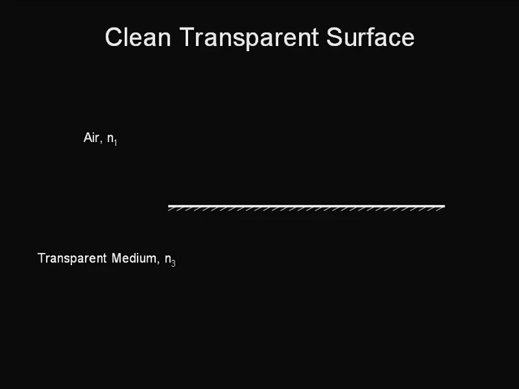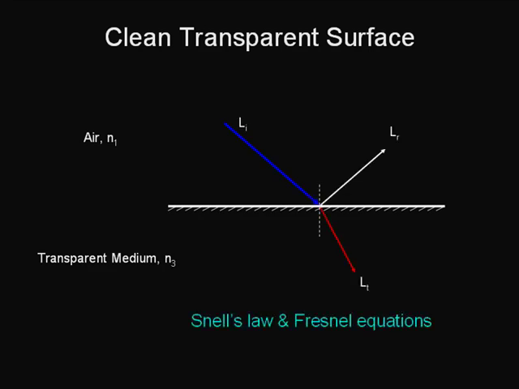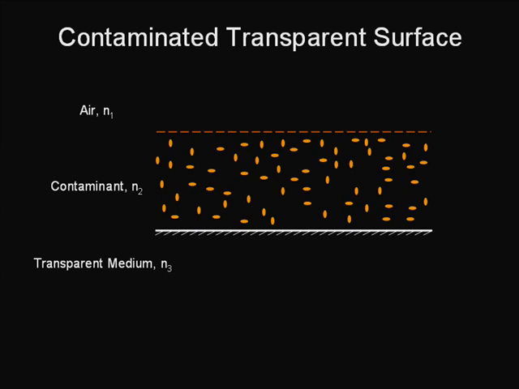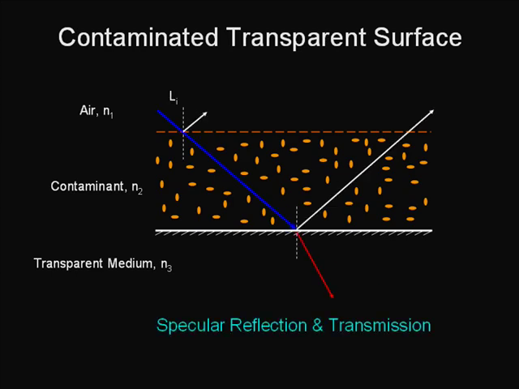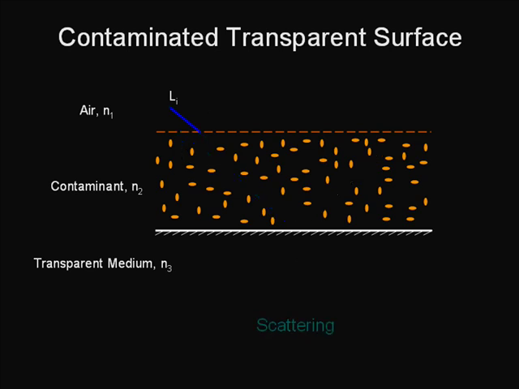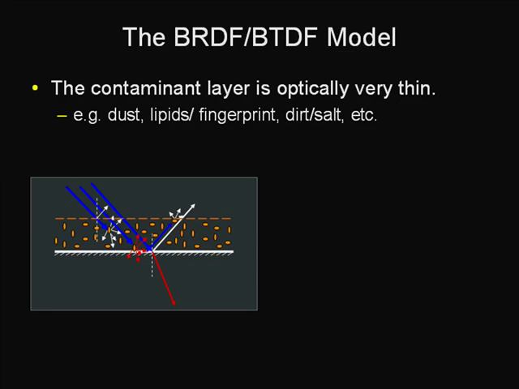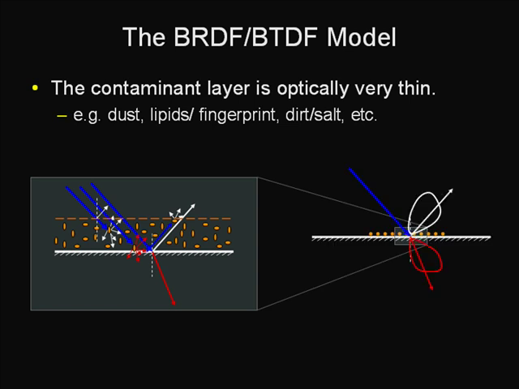For a clean transparent surface, Snell's law and Fresnel equations can be used to determine the reflected and transmitted light. If the surface is covered with a contaminant layer, part of the incident light will go through the contaminant and be mirror reflected and transmitted as before. The rest of the incident light will scatter inside the contaminant layer and finally be reflected back or transmitted into the surface. In many cases, the contaminant layer is optically very thin, so we assume single scattering dominates and aggregate the light transport as a local BRDF-BTDF model.